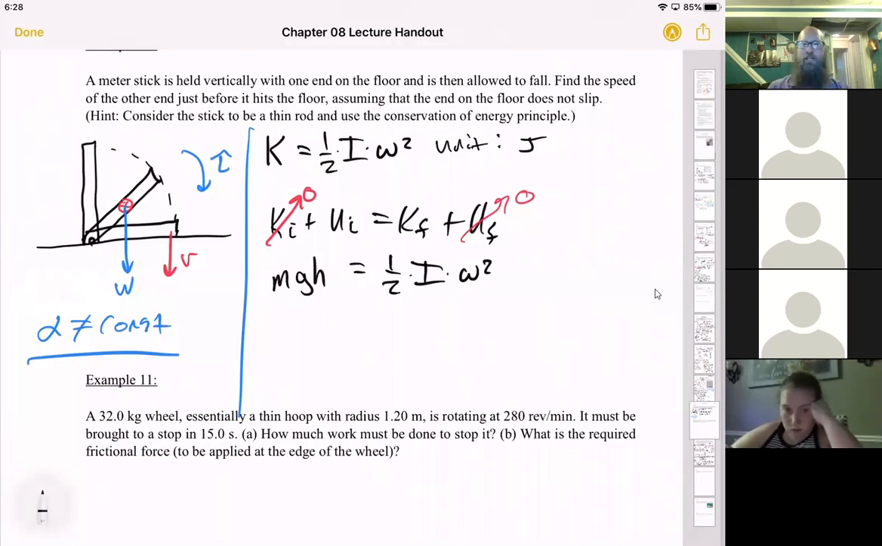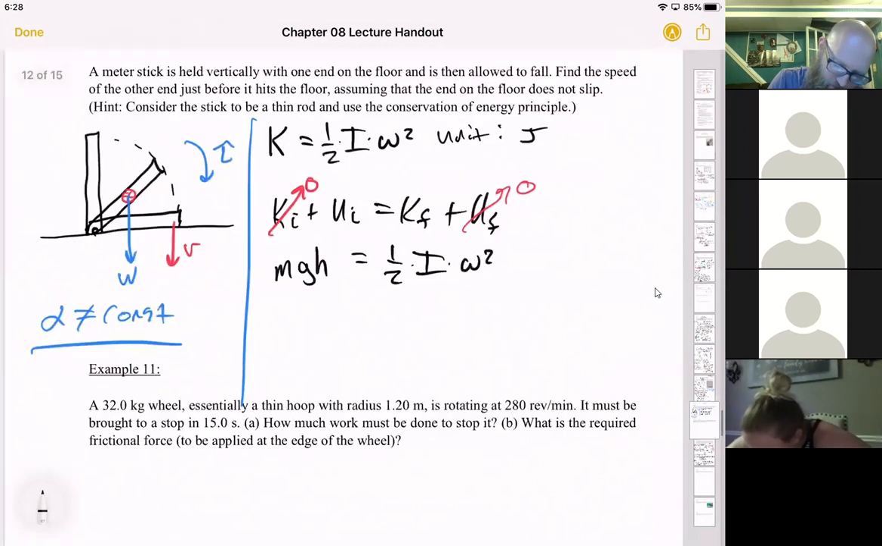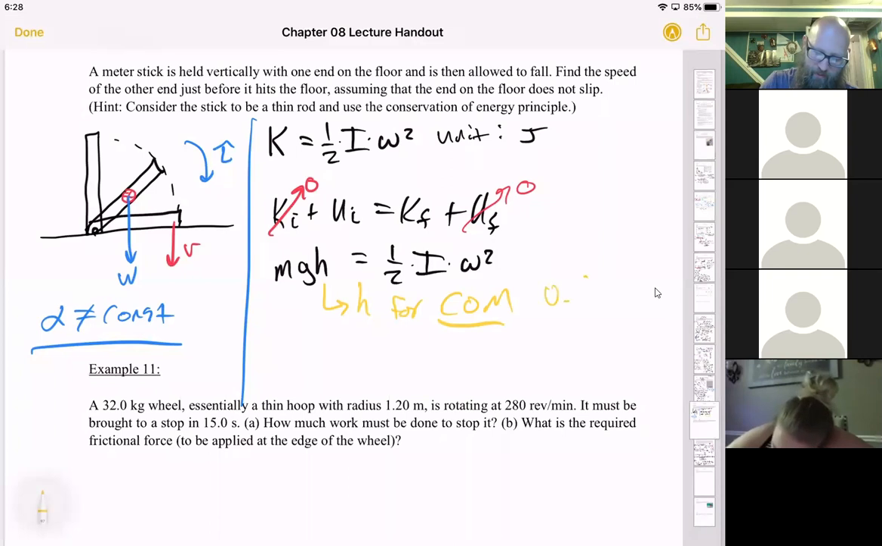Because the meter stick is actually everywhere between the ground and 1 meter, right? It has mass along the entire length. So strictly speaking, we should integrate it. But if you do that, what you'll see is gravity acts like it's all acting at the center of mass, which is how we define center of mass. So what you can use for h is the height of the center of mass, which for a meter stick is half a meter. All right?